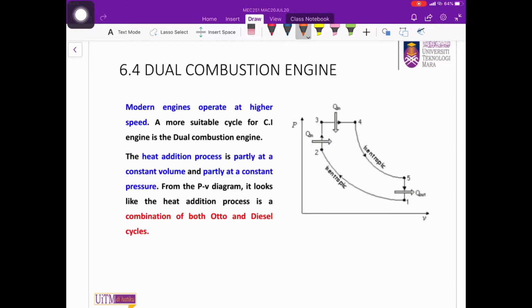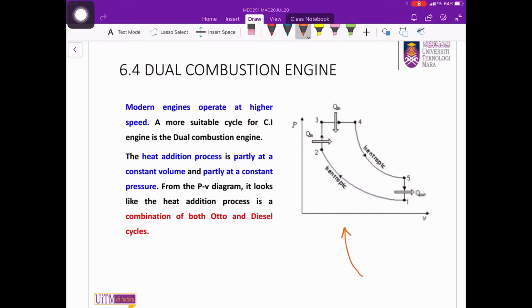Subchapter 6.4 Dual Combustion Engine. Because modern engines operate at higher speeds, the dual combustion engine is a more suitable cycle for compression ignition engines. In the dual combustion cycle, the heat addition process comprises a constant volume process and a constant pressure process.